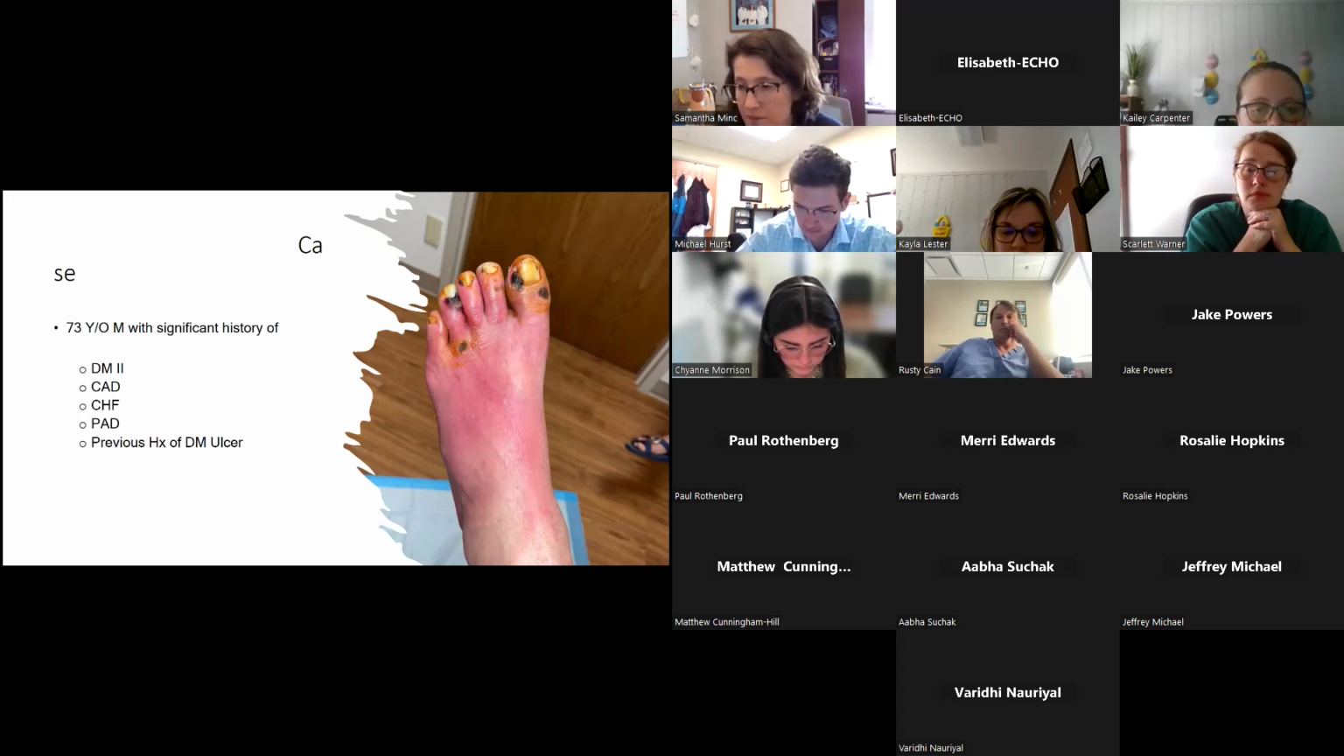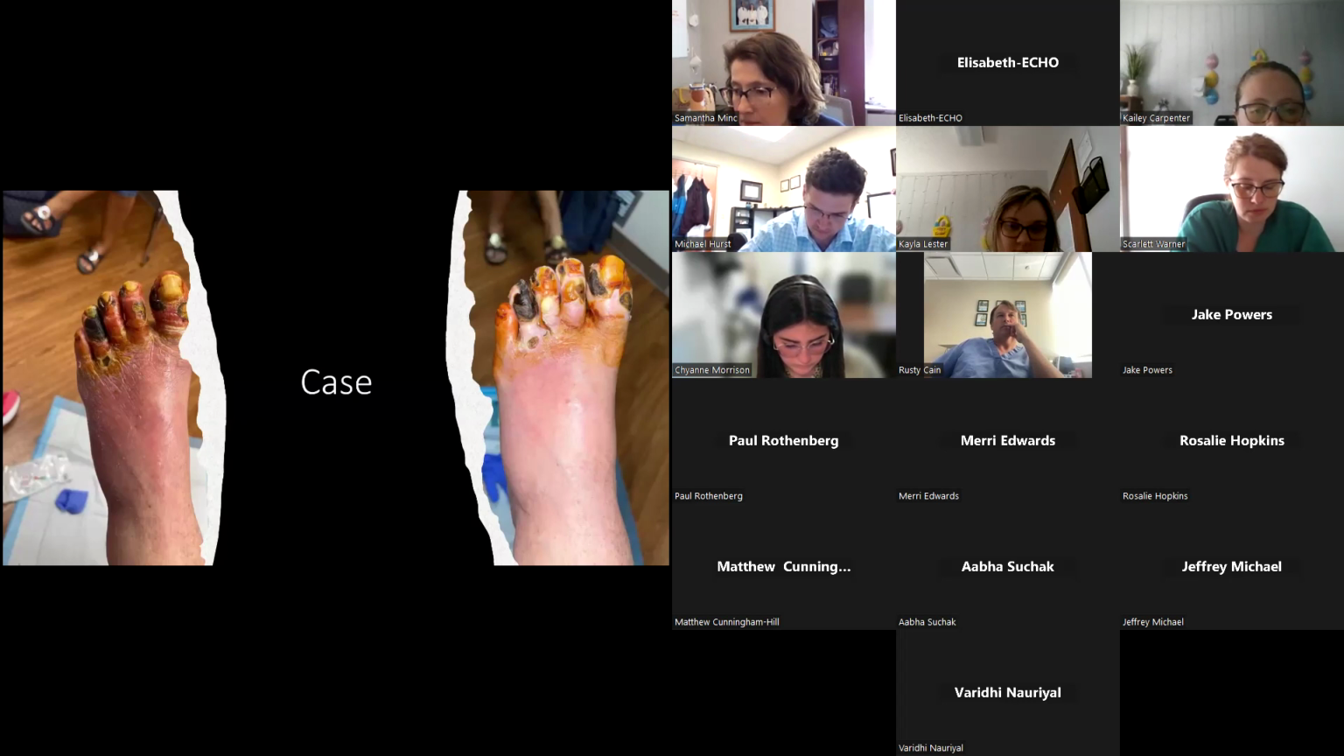So, foot's cool to the touch. He's starting to get some gangrenous changes there at the toes. So when he presents to the office, it's an immediate call to vascular surgery. They were able to get him in fairly quickly and do a revascularization. He came and saw me, I think this is 2 weeks later on the left here.